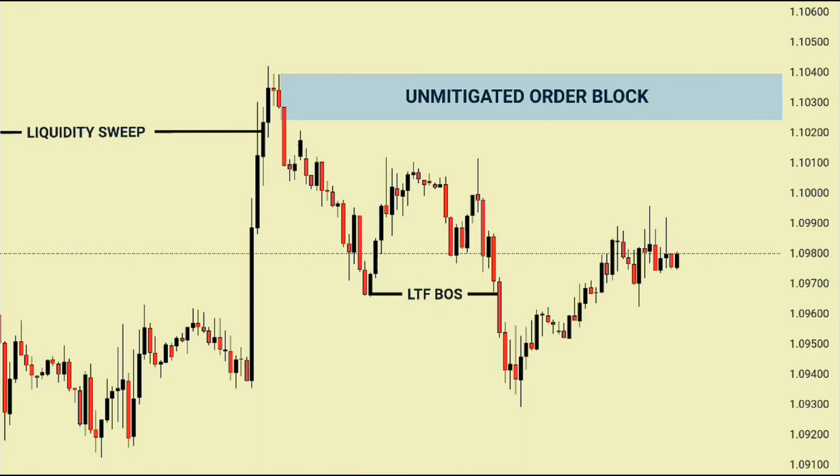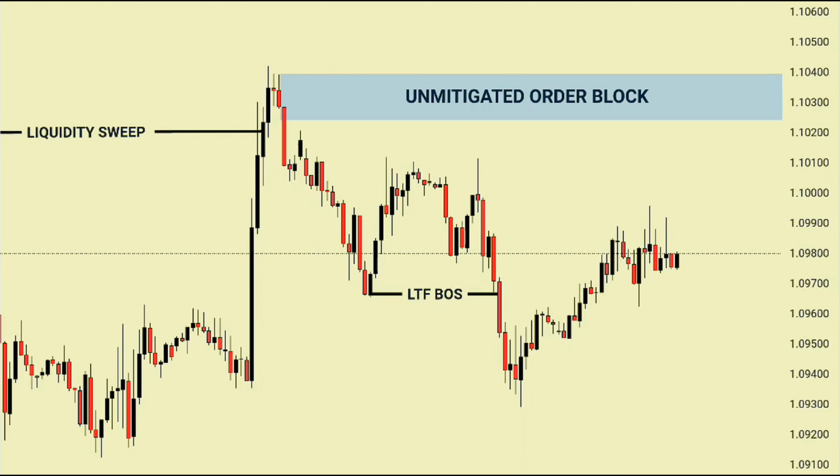Later, when price returns to this unmitigated order block, it reacts, not because of magic, but because pending orders are getting filled. In this chart, once price moves back into that zone, we start watching for lower time frame confirmation, not blind entries. So remember, an unmitigated order block is a potential reaction zone, and its power comes from the fact that it has not been touched before.